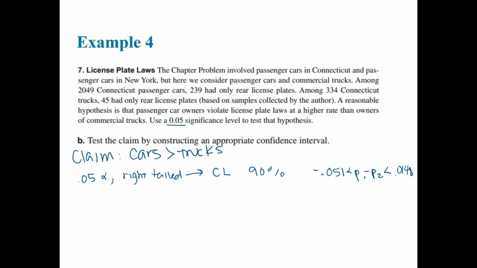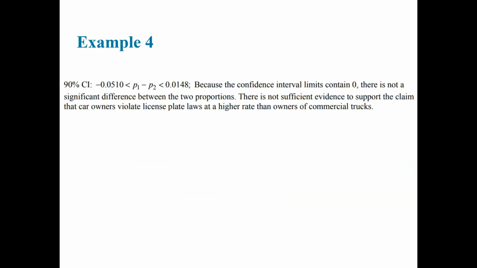So remember, with confidence intervals, we're trying to see, could 0 be in between those? And yes, it does include 0, which makes us think that they could be the same, P1 and P2 could be the same, which means that we can't support the claim that cars are greater than trucks because it might actually be the same. The population proportion might be the same between the two. So there's not sufficient enough evidence to support the claim because the interval contains 0.